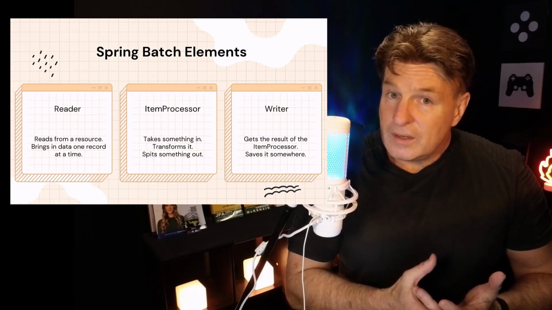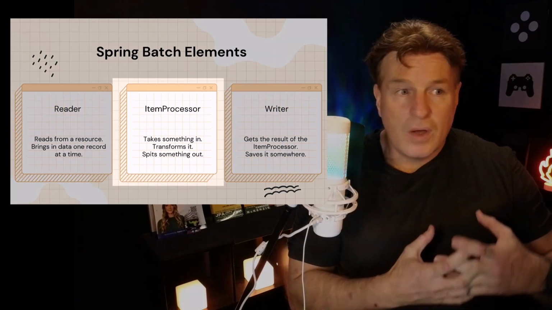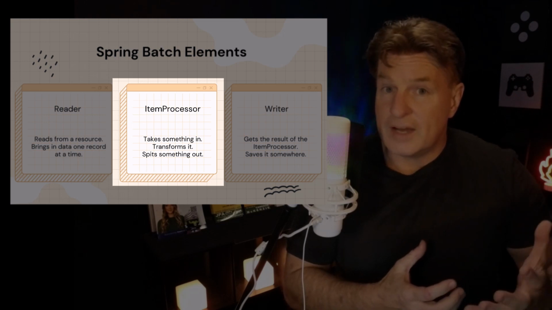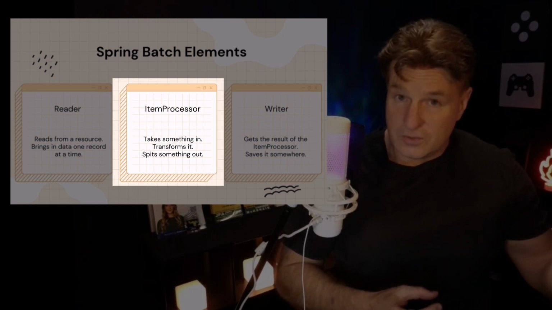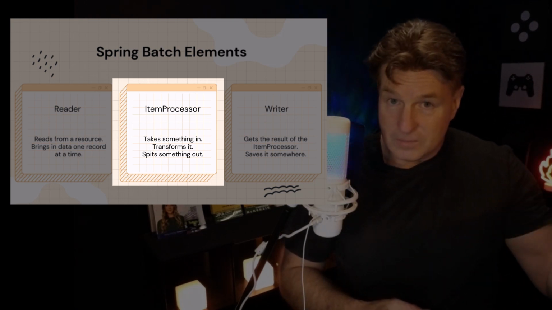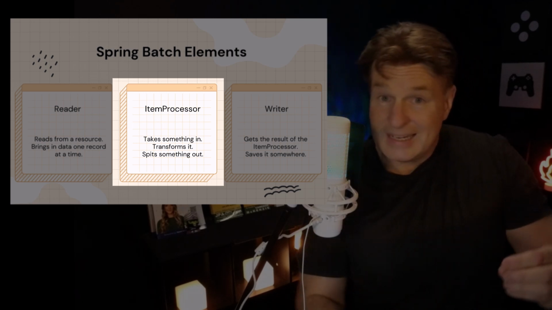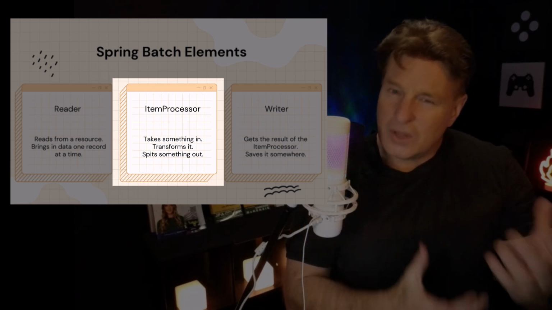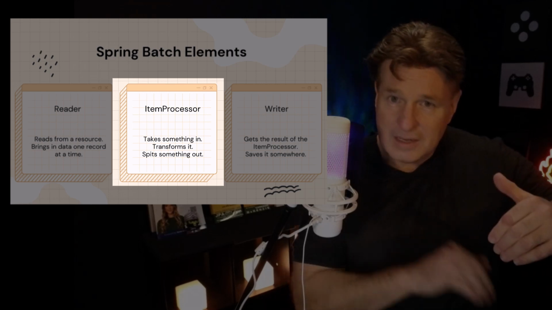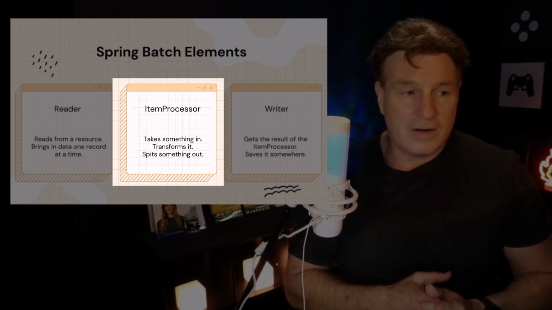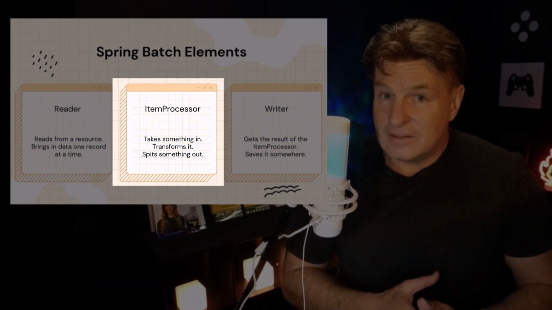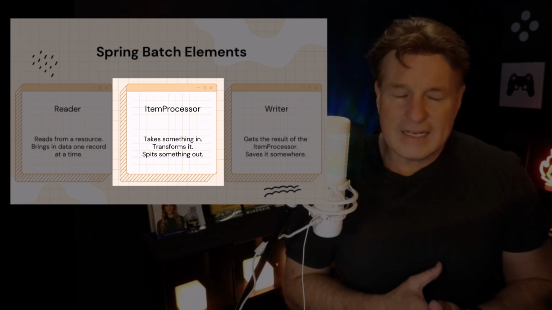Then we're going to create a component that describes what the process is to do for each record. We're going to describe what to do when a string comes in. We're going to take a string, we're going to process it, and then we're going to send that string out. And that's something called an item processor. A string comes in, a string goes out in our scenario, and that's essentially the transformation that happens on each record.